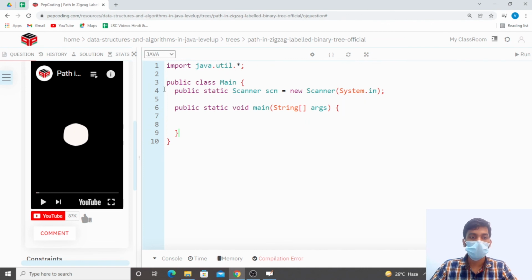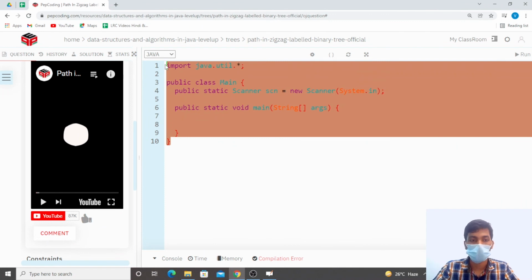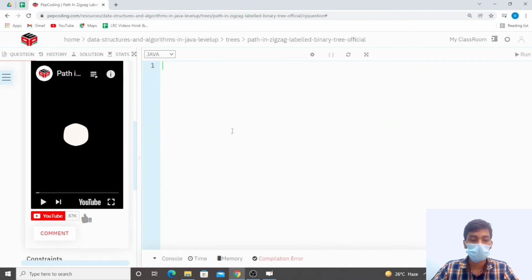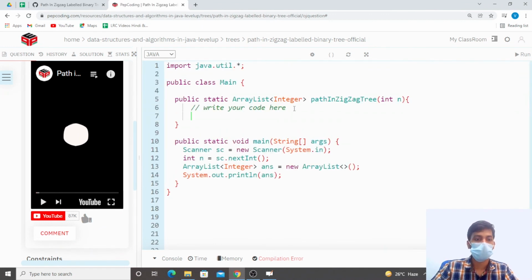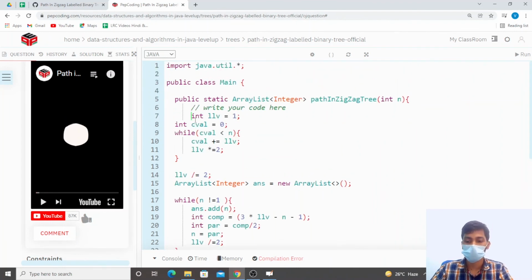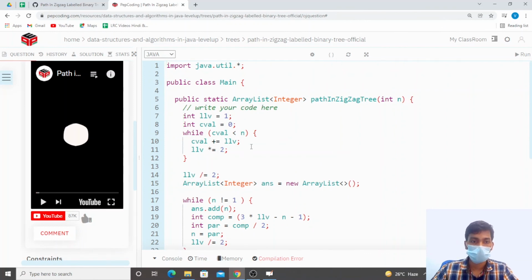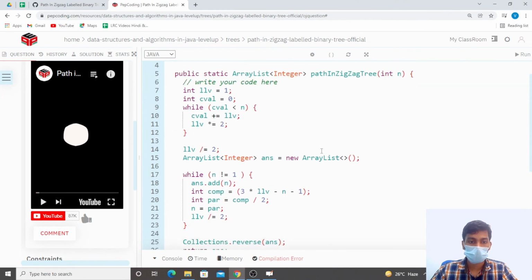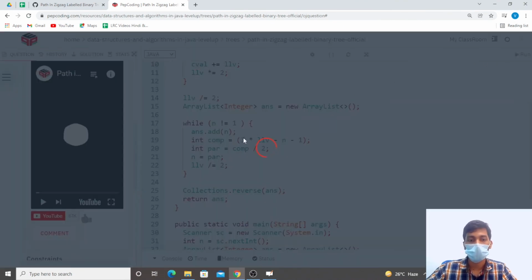Just give me a second, I'll just add this snippet here. Currently the snippet is not available, so just give me 1 second. Yes, now the snippet is available. Let's paste the same logic. The logic is going to remain the same, just the syntax is going to change, right? Now let's try to submit or run this question.